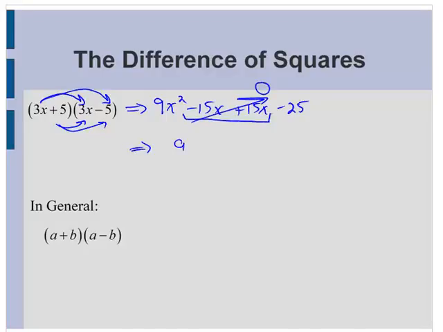And so we were left with 9x squared minus 25, which we called the difference of squares, because the first term is the square of the 3x and the last term is the square of the 5, and there's a subtraction, a difference between them. In general, a plus b times a minus b is a squared minus b squared. And so in chapter 5, we were going from left to right. We were multiplying.